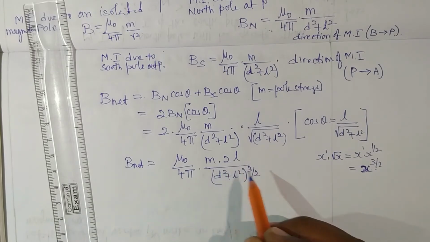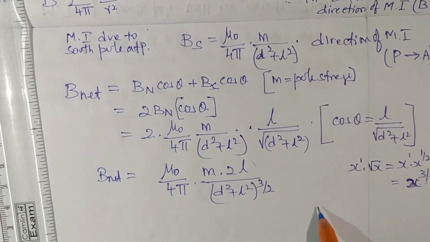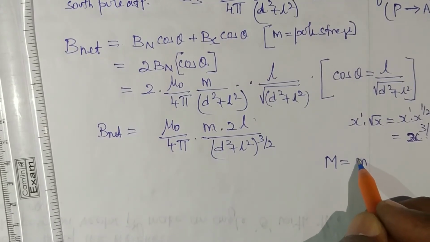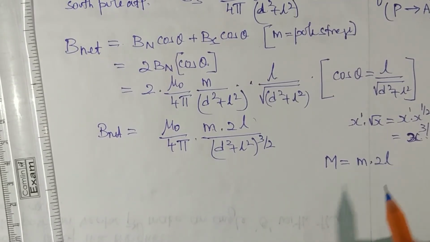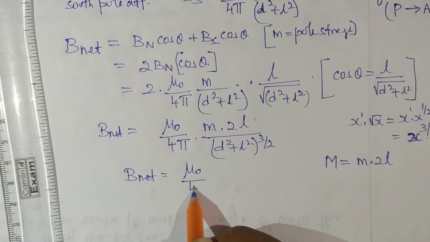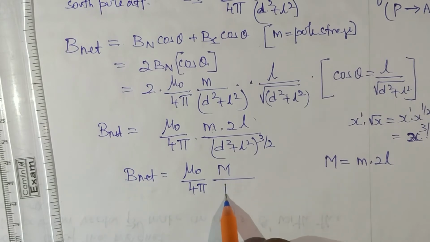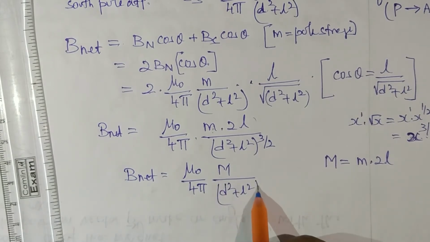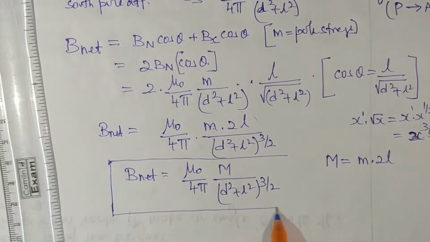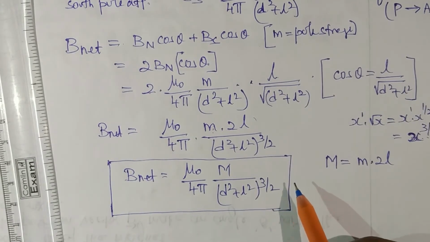Now earlier I told that the product of pole strength and the length of the magnet is the magnetic moment. Therefore the net magnetic induction is mu naught by 4 pi, instead of m into 2L I will write capital M, the magnetic moment, by d square plus L square whole power 3 by 2. So this is the mathematical formula to calculate the magnetic induction at a point on the equatorial line of a bar magnet.